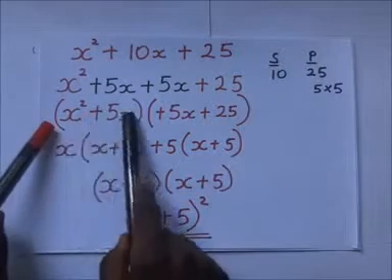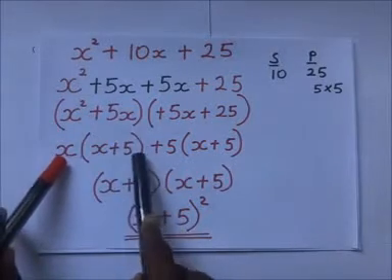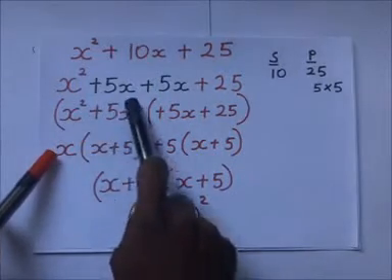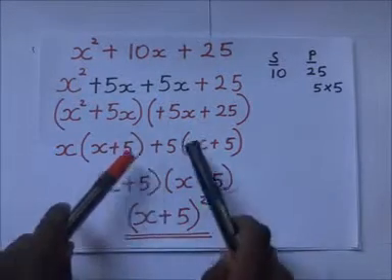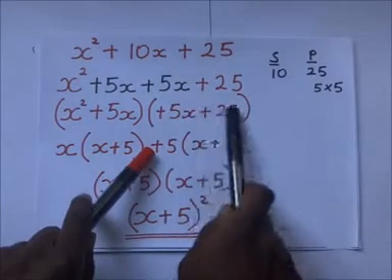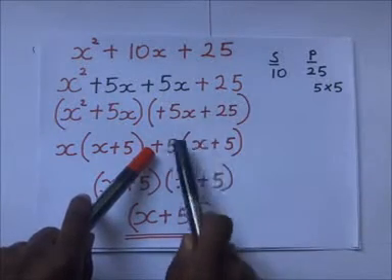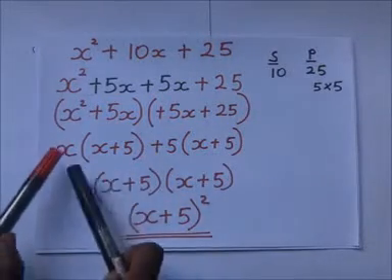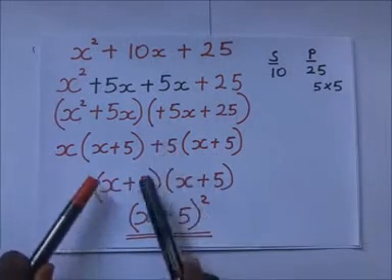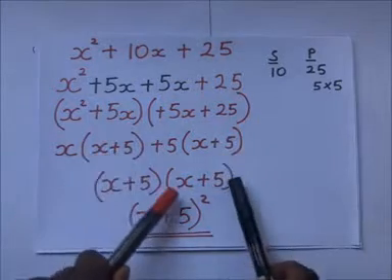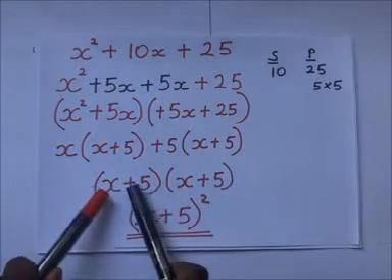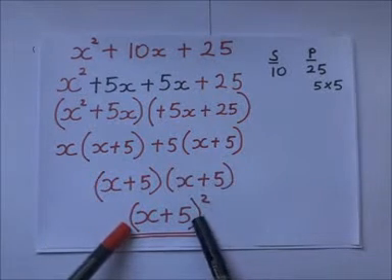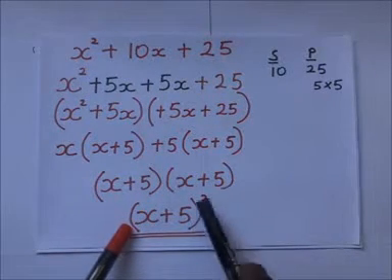And then we factorize this. x comes out of the brackets. x squared divided by x gives us x. 5x divided by x gives us 5. Then likewise, the common factor here is 5. So 5x divided by 5 is x. Then 25 divided by 5 is 5. So you end up having x plus 5 in one bracket, then the terms in the brackets in another bracket. And you realize that it is x plus 5, which is the same term, and we end up having x plus 5 squared.